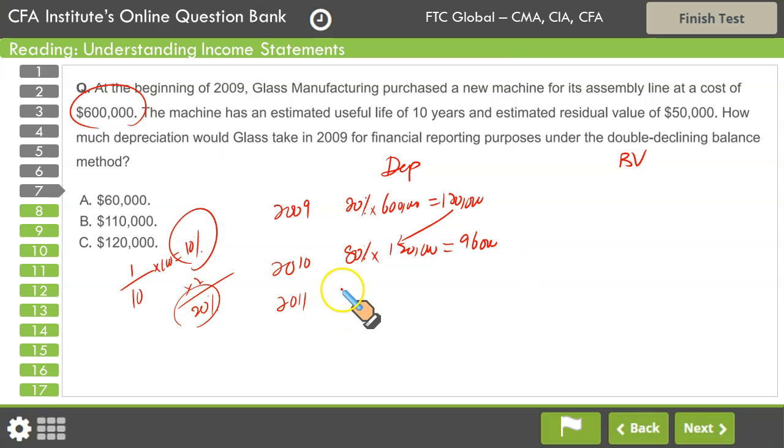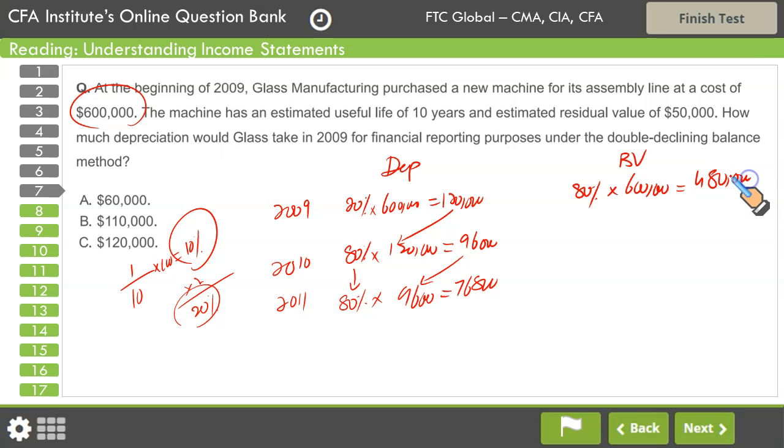What would be the depreciation in the third year? You take the same percentage, 80%, multiplied by $96,000 and it'll give you $76,800. Now, how do we calculate book value in each year? You take 20% depreciation the first year, the remaining 80% represents your book value. 80% of $600,000 gives you the book value at the end of the first year, that's $480,000. What about the second year? Second year book value will be 80% of $480,000 and that will give you $384,000, and we'll do the same for the third year.